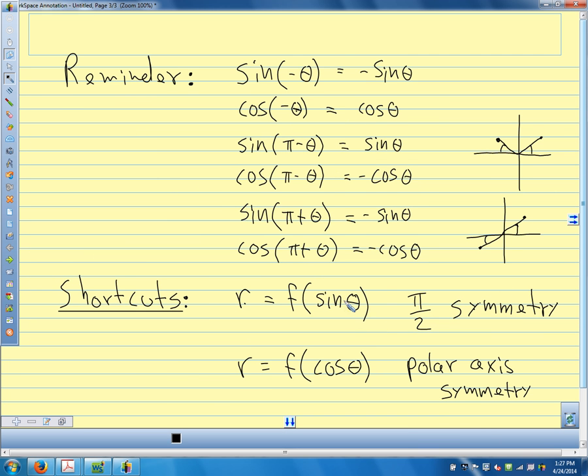If we just have a sine theta, we have pi over 2 symmetry. If we just have cosine theta, we have polar axis symmetry. And most of the equations that we're going to work with are going to be just a sine theta or cosine theta. We'll look at others, but most of them are going to look like this. All right, so let's use this idea and let's sketch another graph. All right, questions so far? Okay.